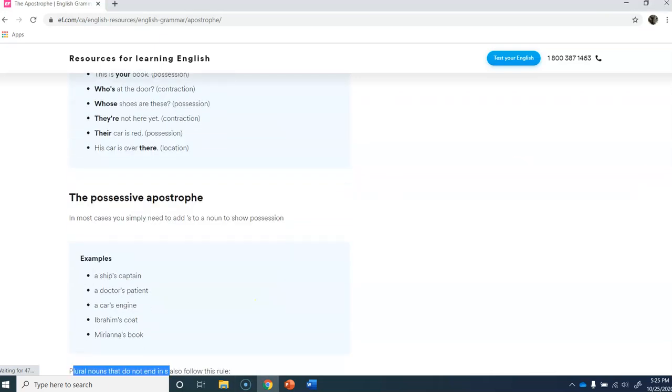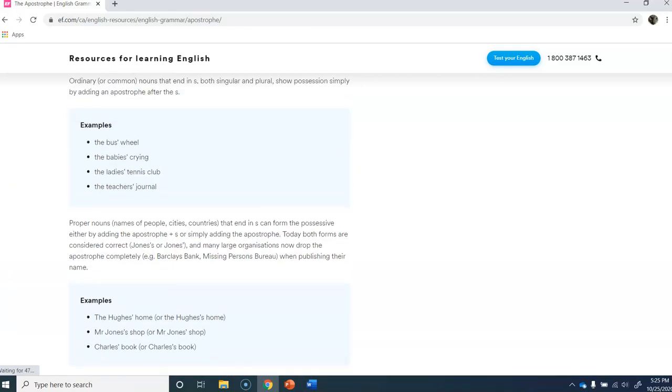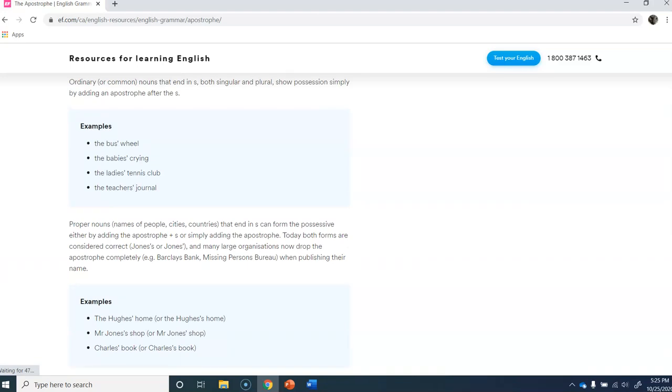Proper names of people, cities, and countries that end in an S can form the possessive either by adding the apostrophe plus an S or simply adding the apostrophe. I was taught when I was in school that you only add the apostrophe and not the extra S. But today, either are considered correct.